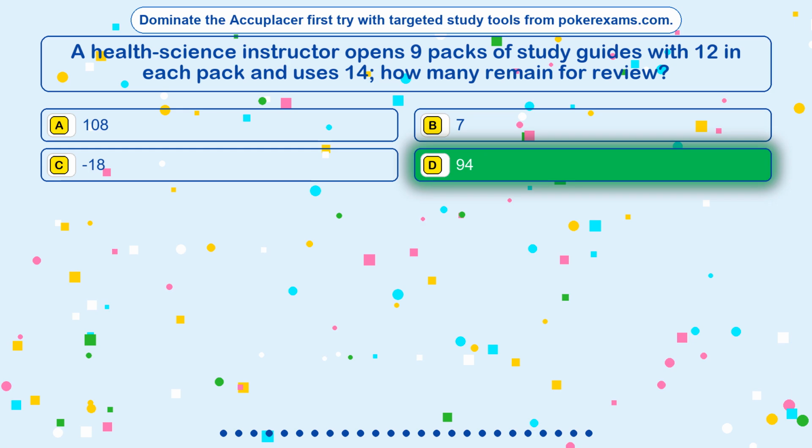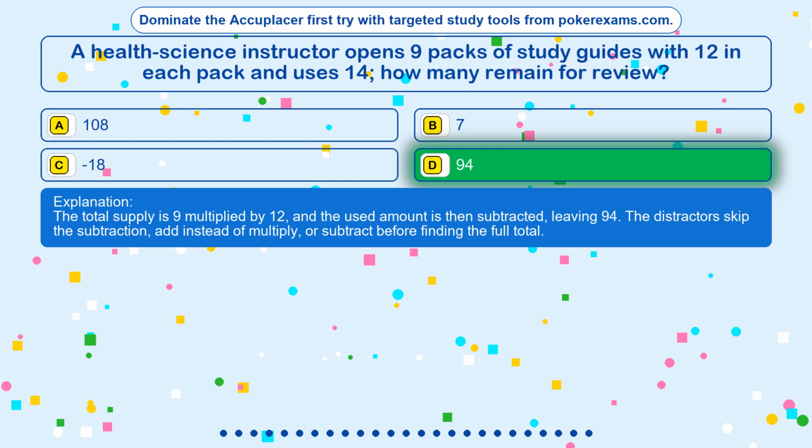The correct answer is option D, 94. The total supply is 9 multiplied by 12, and the used amount is then subtracted, leaving 94. The distractors skip the subtraction, add instead of multiply, or subtract before finding the full total.